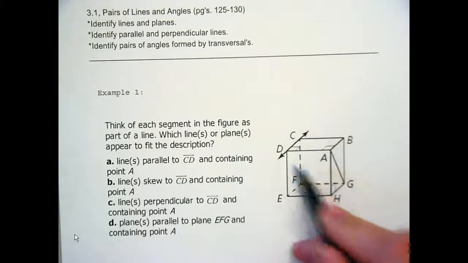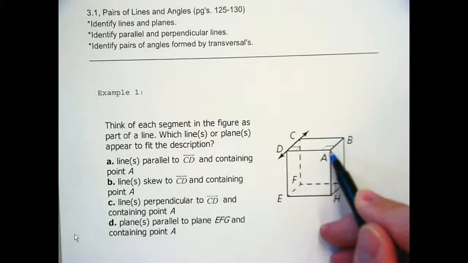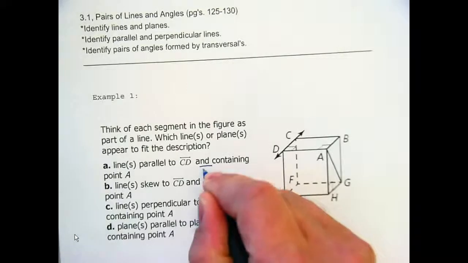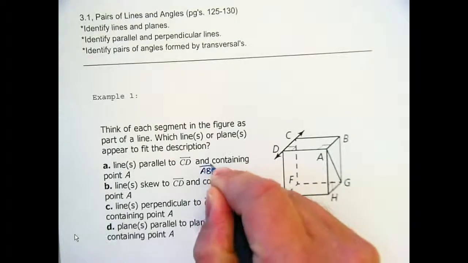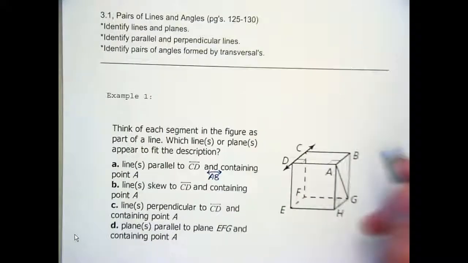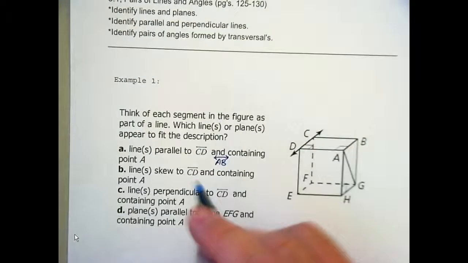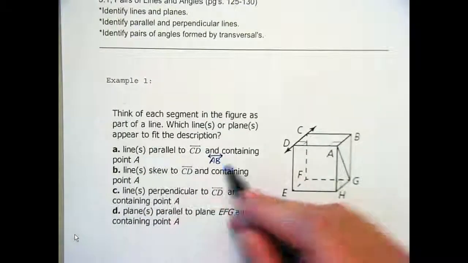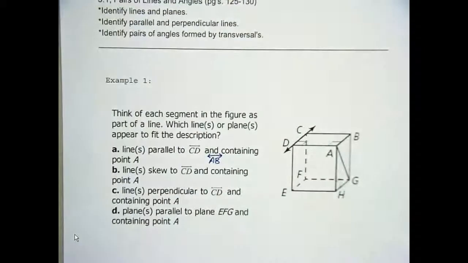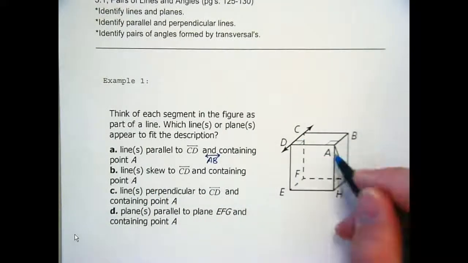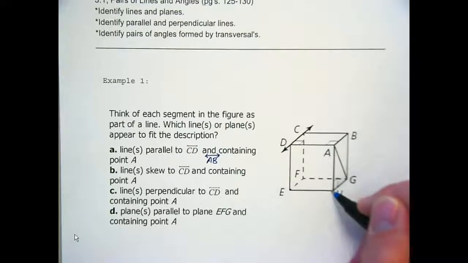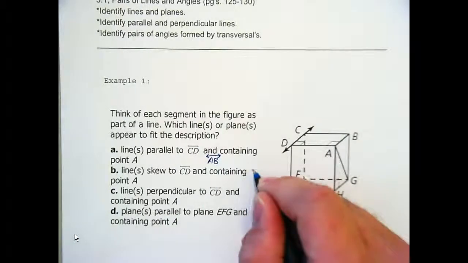Parallel to CD but contains point A. How about AB? Make sure you put the correct symbol. It's a line. We're dealing with line. They're saying the line, so we would want to actually put the arrows on. If they said segment, you could leave the arrows off. How about B? Line skew to CD containing point A. AH? Anything else? AG? Okay. AH or AG?